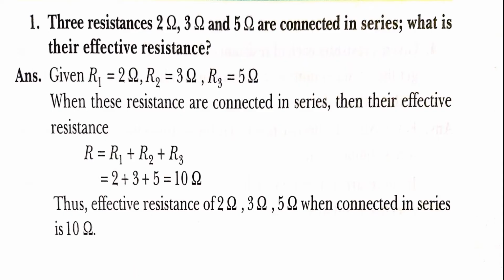Let us solve a few numericals. Three resistances, 2 ohms, 3 ohms and 5 ohms, are connected in series. What is their effective resistance? R1 is 2 ohms, R2 is 3 ohms and R3 is 5 ohms. When these resistances are connected in series, their effective resistance R equals R1 plus R2 plus R3, that is 2 plus 3 plus 5 ohms, which is equal to 10 ohms. Therefore, the effective resistance of 2 ohms, 3 ohms and 5 ohms is 10 ohms when connected in series.